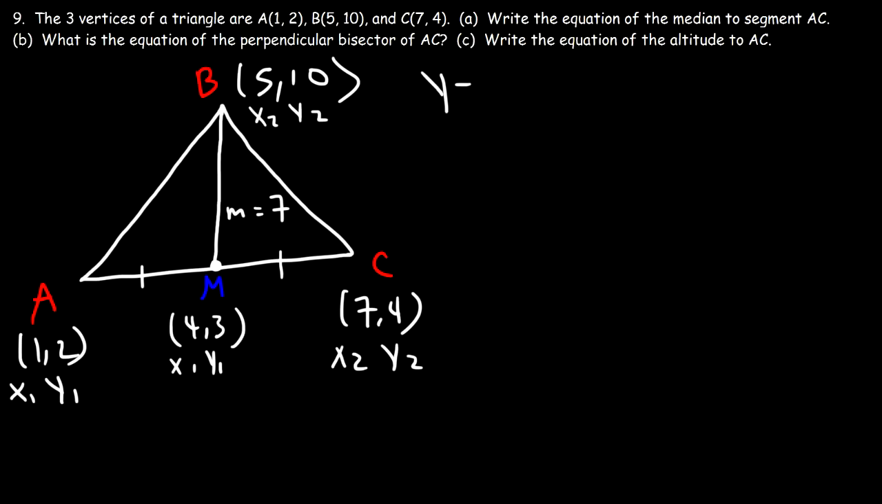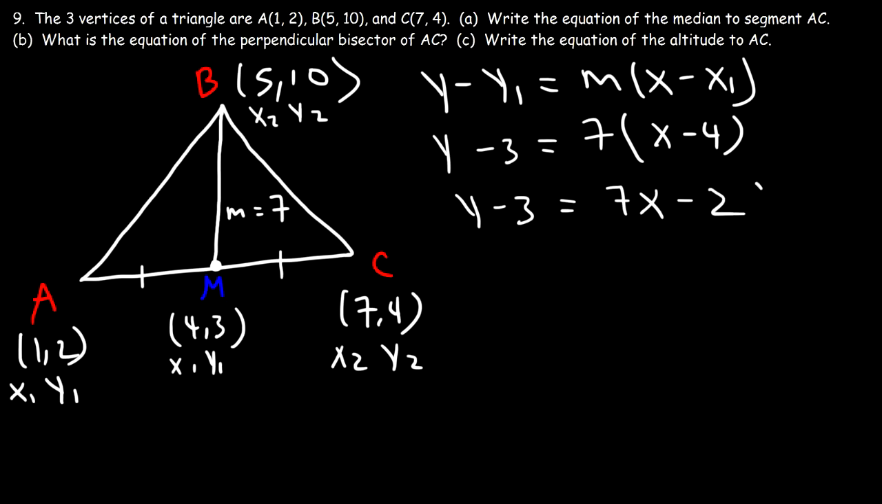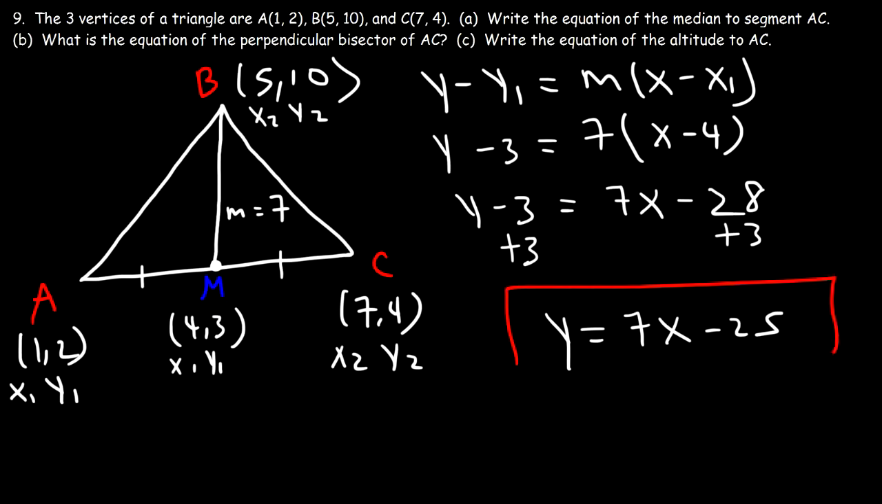Now let's use the point slope formula. y minus y1 is equal to m times x minus x1. So let's use this point. y1 is 3, the slope is 7, based on what we have here, and x1 is 4. So let's distribute the 7, so it's going to be 7x minus 28, and then let's add 3 to both sides. So y is equal to 7x minus 25. And so this is the equation of the median.